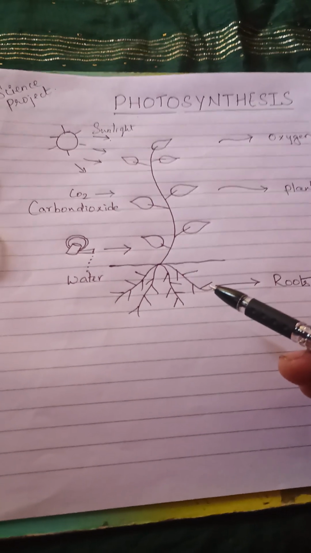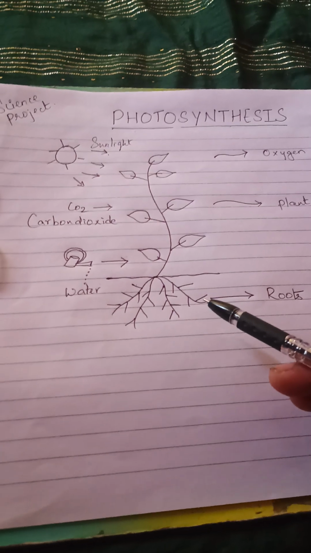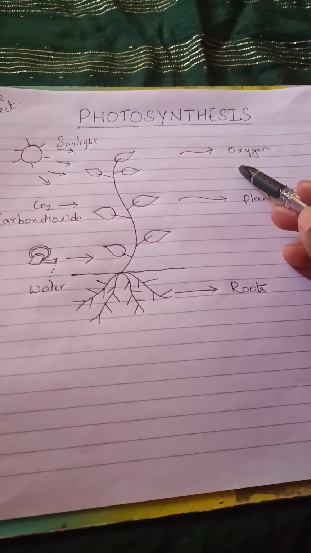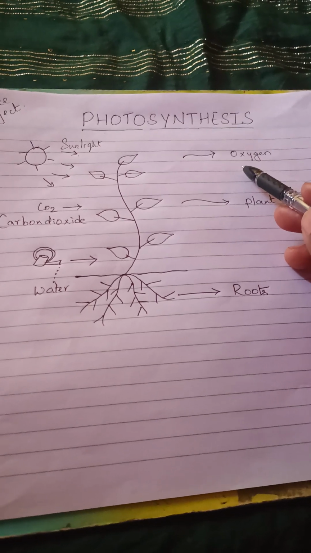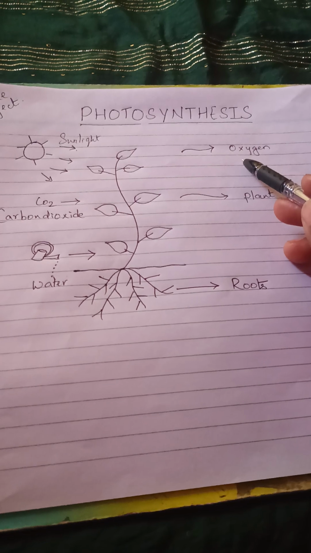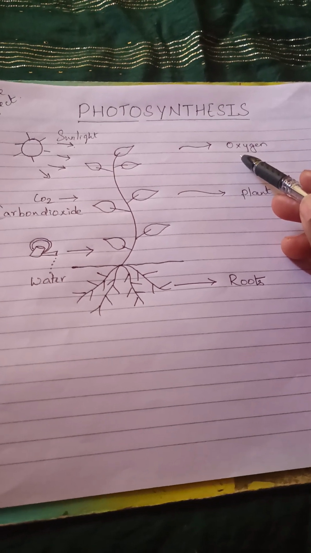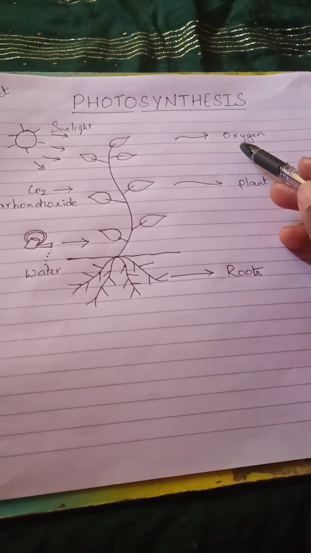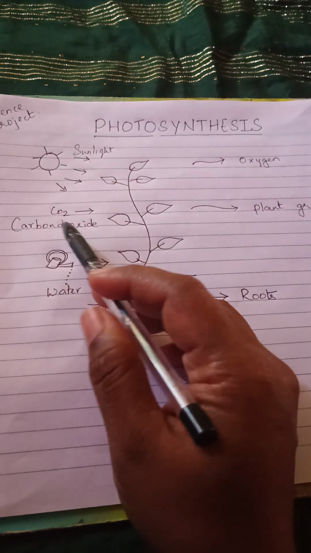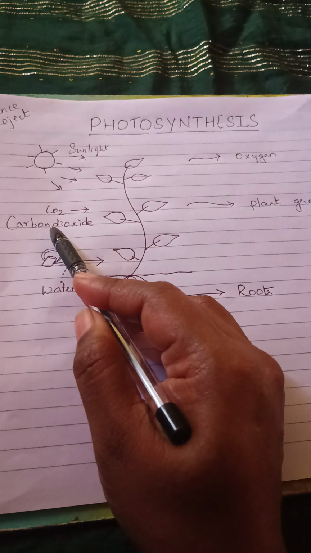So once it prepares its food, it can produce the oxygen, which is very useful for the survival of human beings. So for the survival of human beings, we need the oxygen. Good oxygen is very helpful for our survival. So human beings breathe oxygen and these plants take in carbon dioxide.